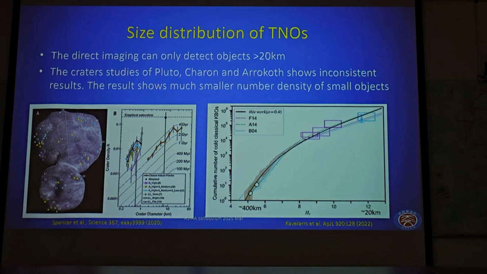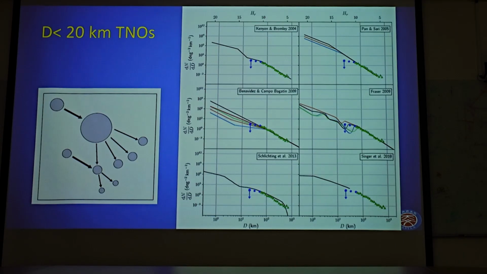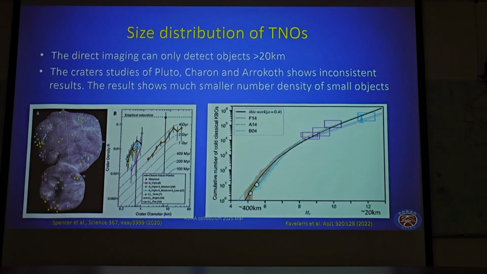So in order to, and why this is so... Just to make sure I understand your sentence, you're saying the craters, the results, meaning the craters show a smaller number density of smaller objects? Right. But your crater density is higher than that line. How am I supposed to read that?